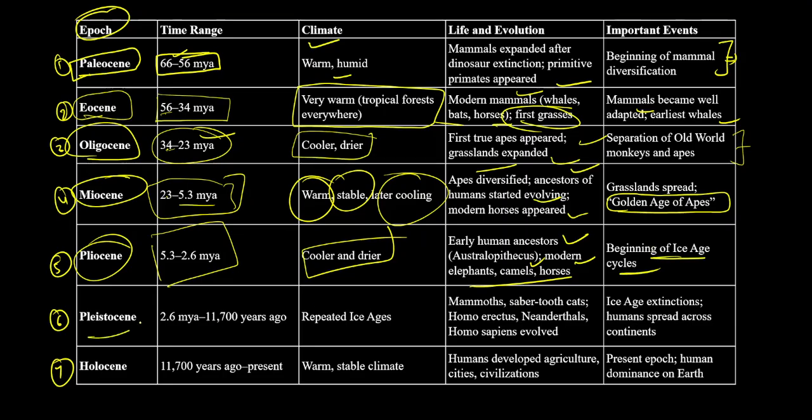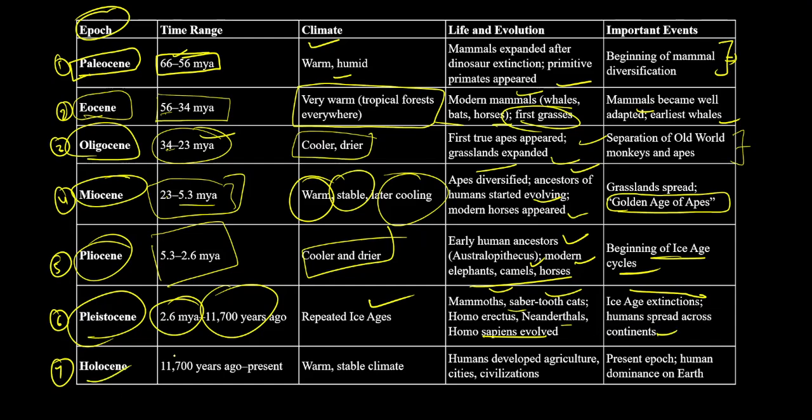Then Pleistocene, 2.6 million to 11,700 years ago. Repeated ice ages. Mammoths, saber-toothed cats, Homo erectus, Neanderthals, and Homo sapiens evolved in this particular epoch, and ice age extinction started. Humans spread across continents.